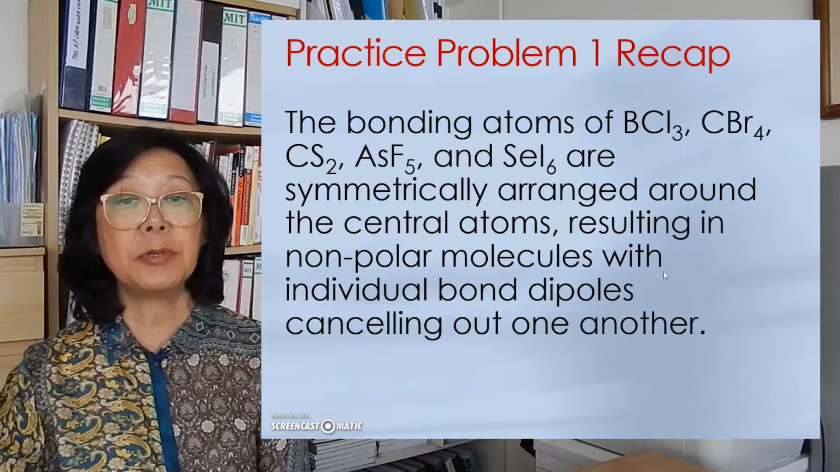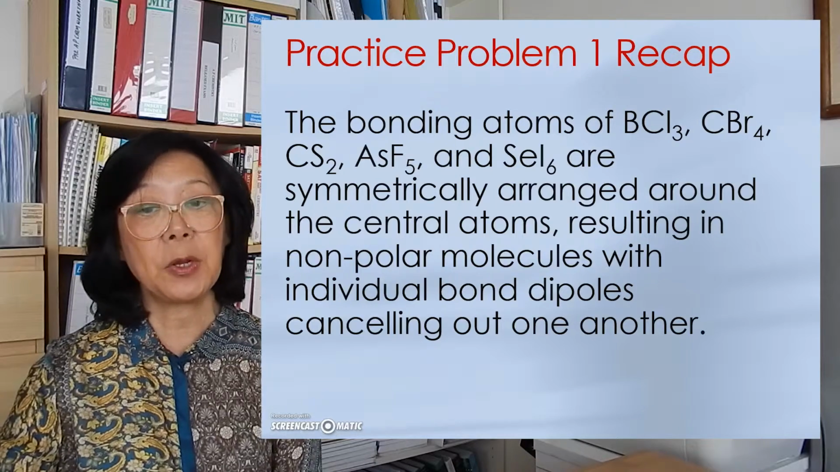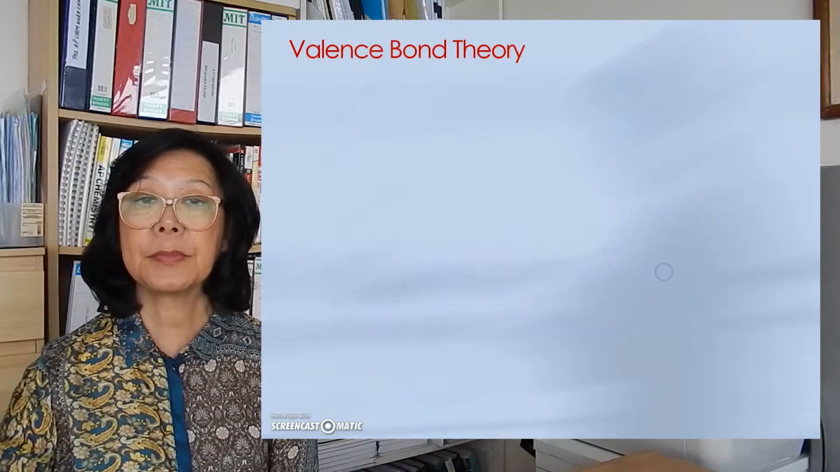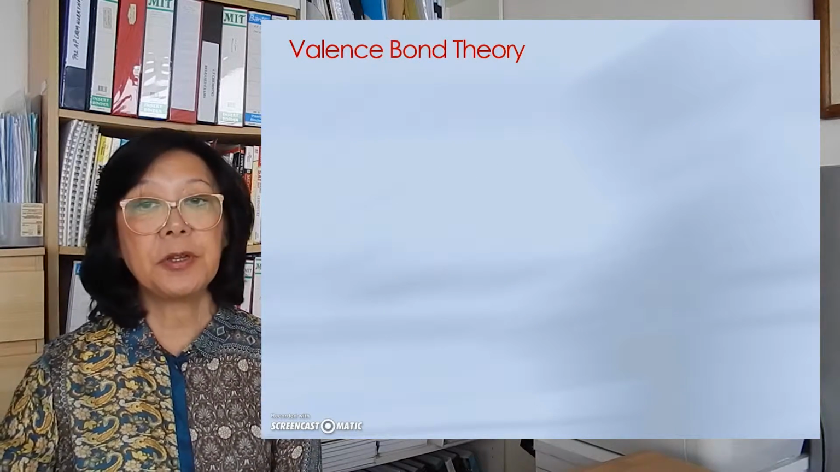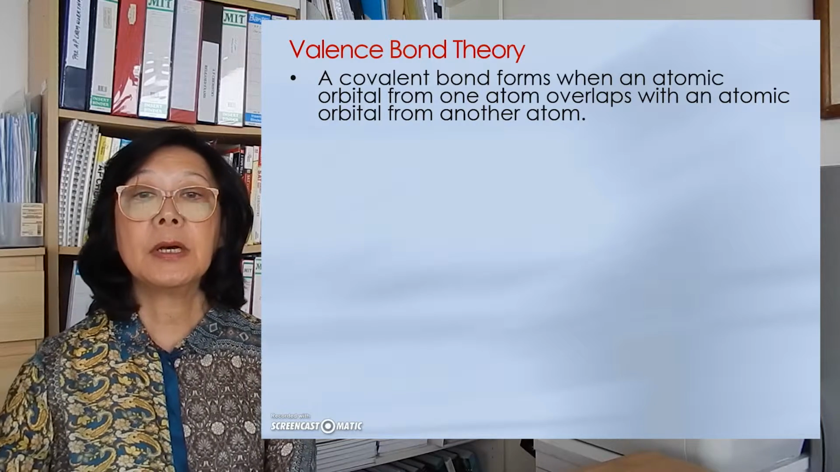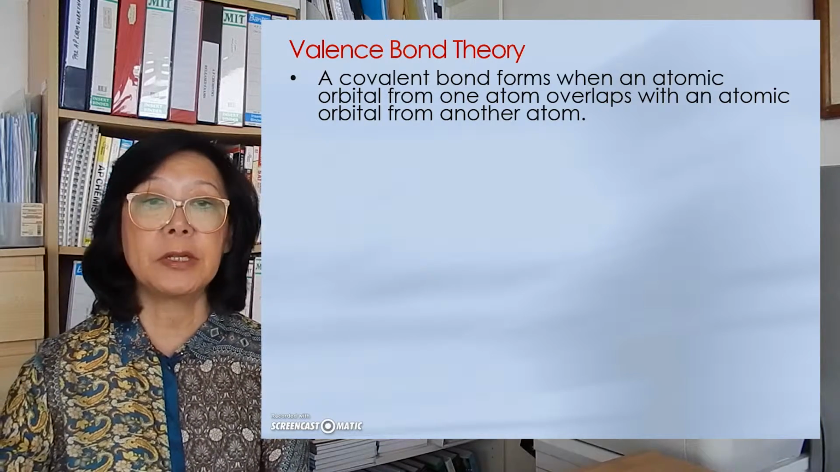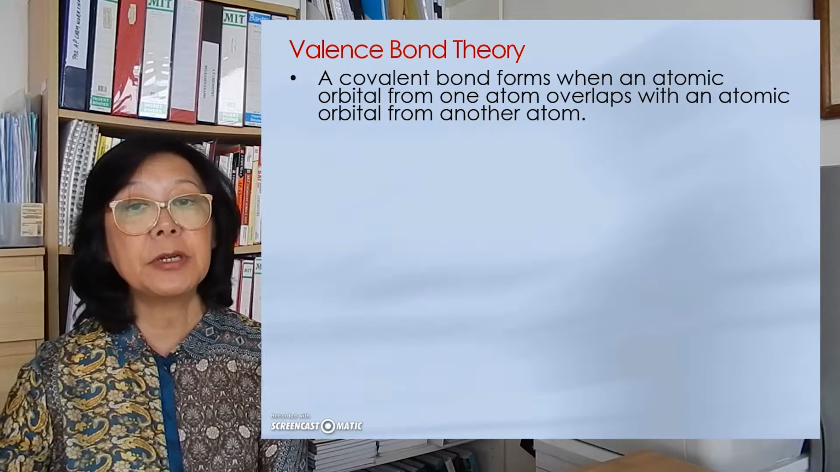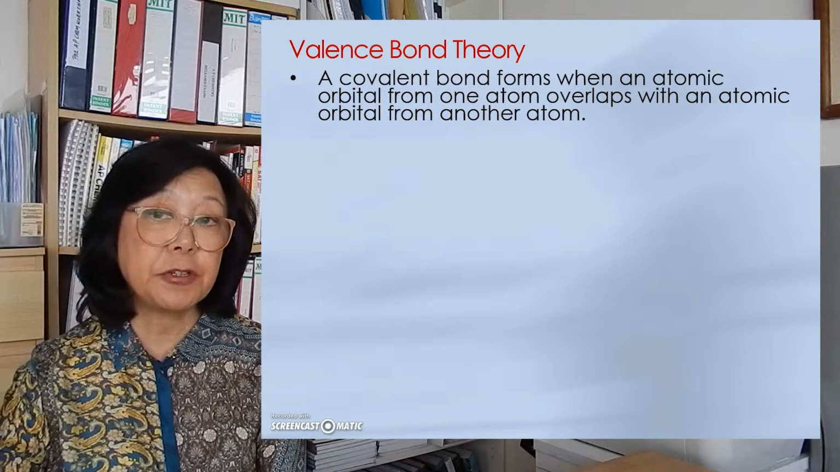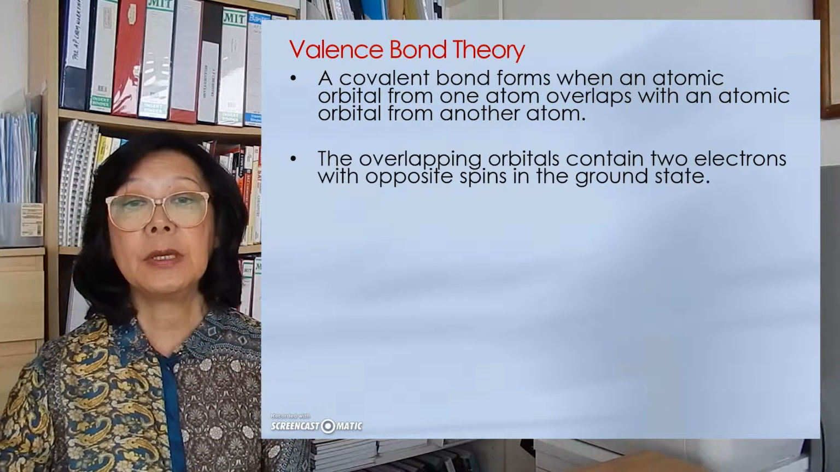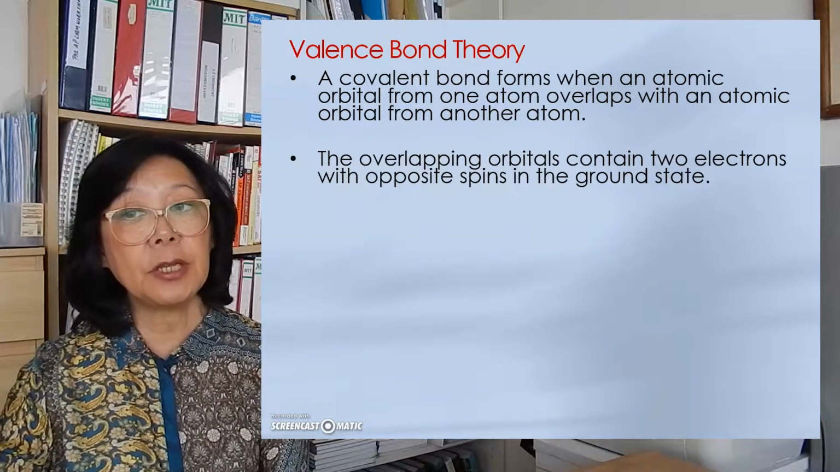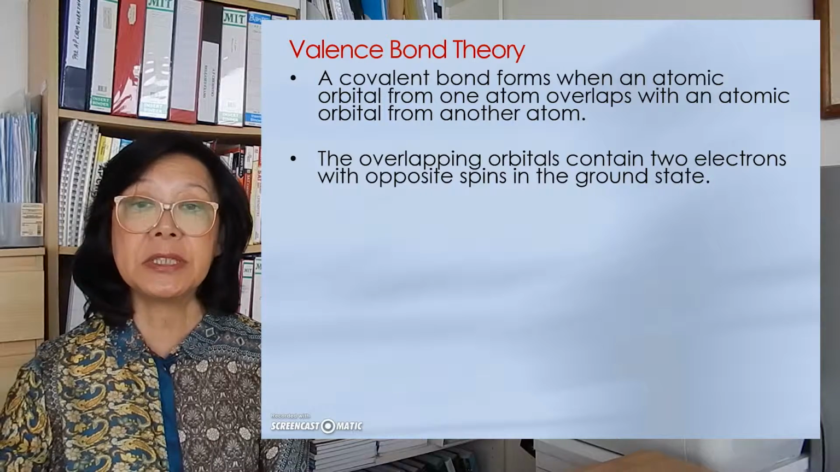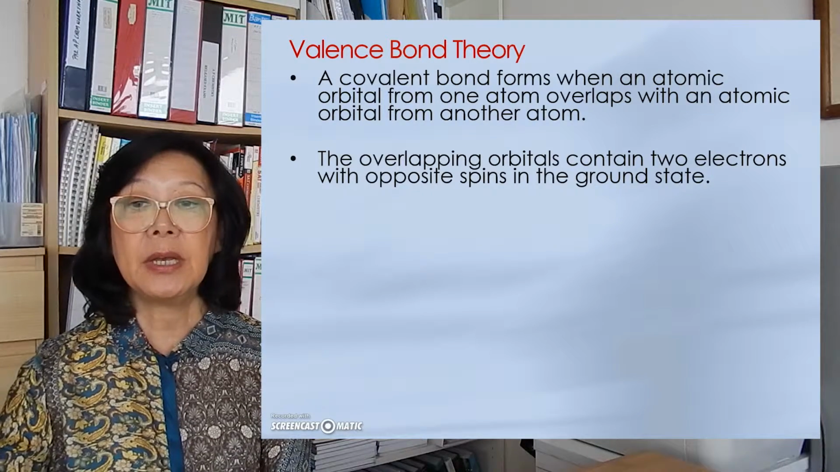So here's again the reasoning of what I just said earlier. Valence bond theory: a covalent bond is formed when an atomic orbital from one atom overlaps with another atomic orbital from a different atom. And the overlapping orbitals contain 2 electrons with opposite signs in spin in the ground state.